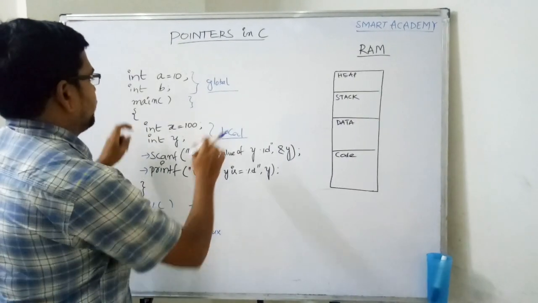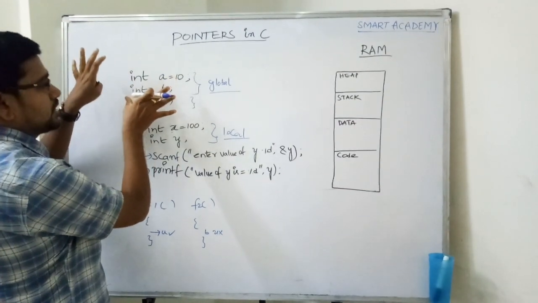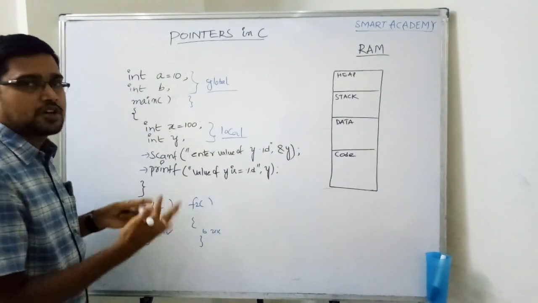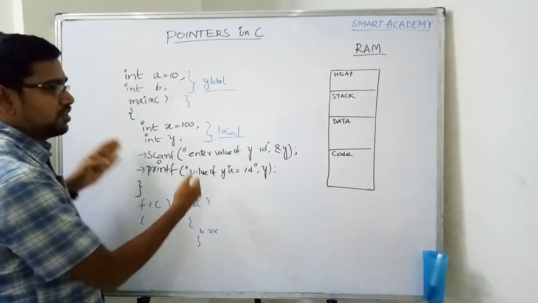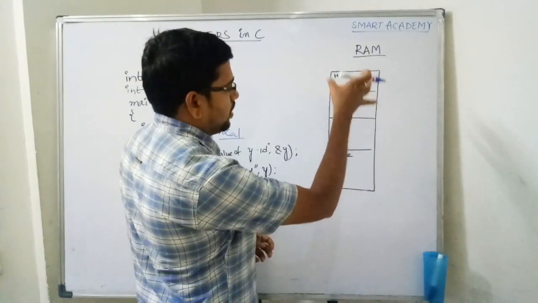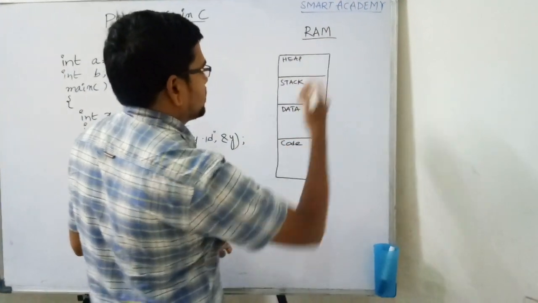Clear? Now, let's understand where these variables are actually stored in the memory, because computer is all about memory, and whatever you write in the computer, everything has to be stored somewhere. So this is the typical representation of the RAM. RAM is called random access memory.